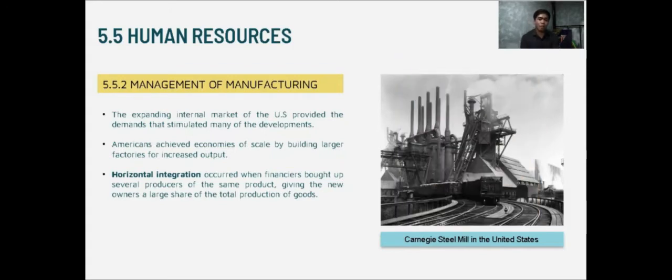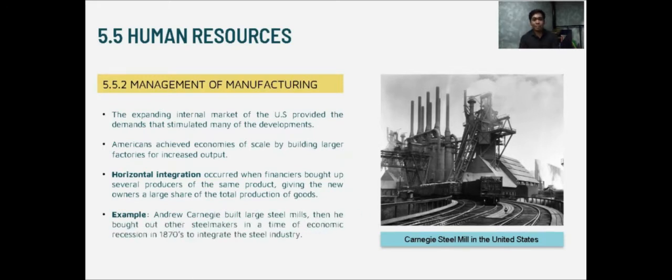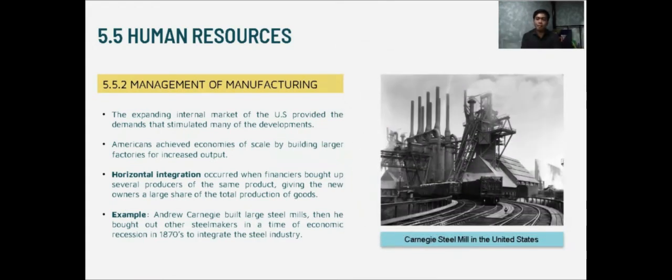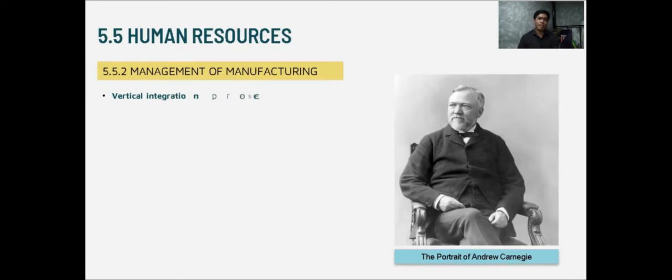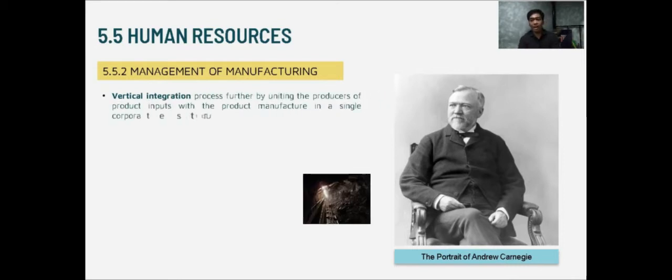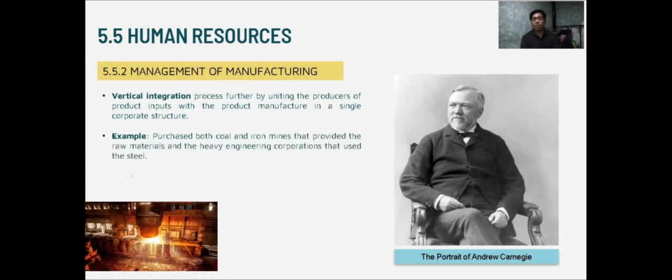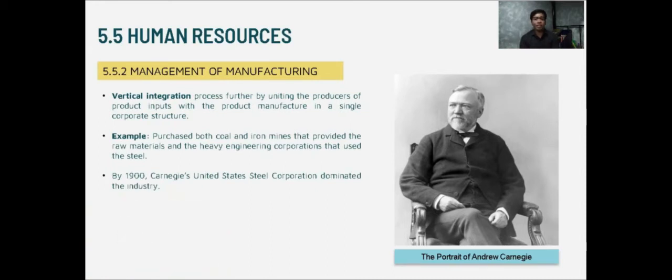As an example of this kind of method, Andrew Carnegie designed larger steel mills for economics of scale in 1870s. In the period of economic crisis, he purchased other steel mills to integrate the steel industry horizontally. In the next step of his vertical integration plan, he bought both coal and iron mines that supplied raw materials to heavy engineering companies that use steel. By 1900s, the United States Steel Company of Carnegie dominated the market.